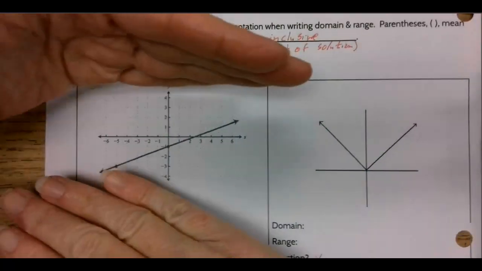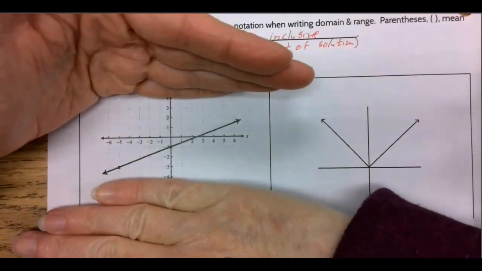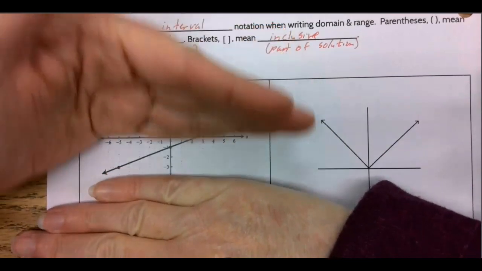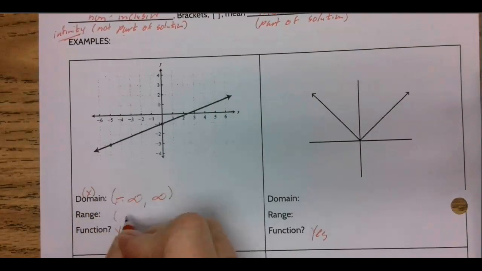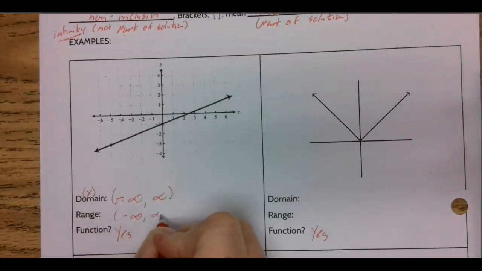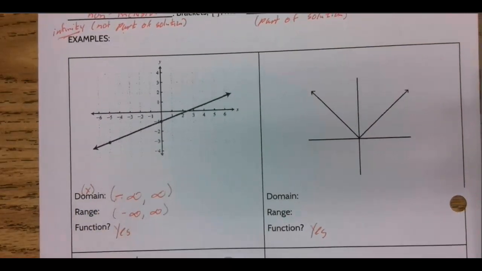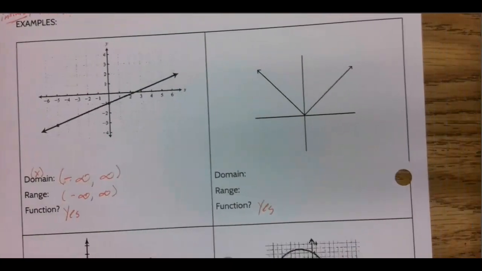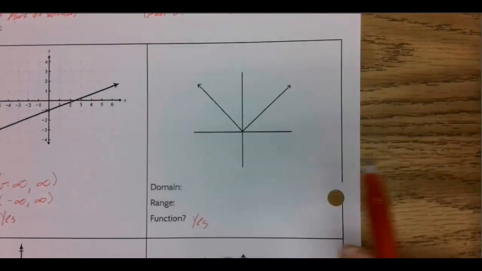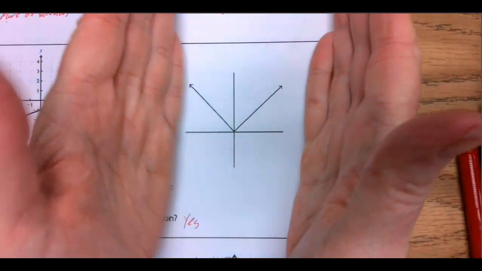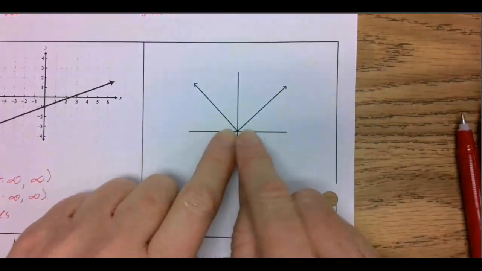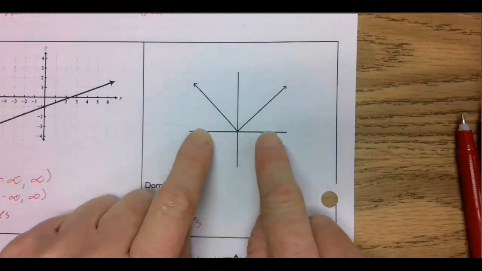Our range now goes from top to bottom. Is there any restriction on when our range changes? No. So our range also goes from negative infinity to infinity. That's going to be true of a line all the time. Now let's look at this one, our domain. What are our x values? Are there any restrictions on our x values? Look at this right here. These are my x values.